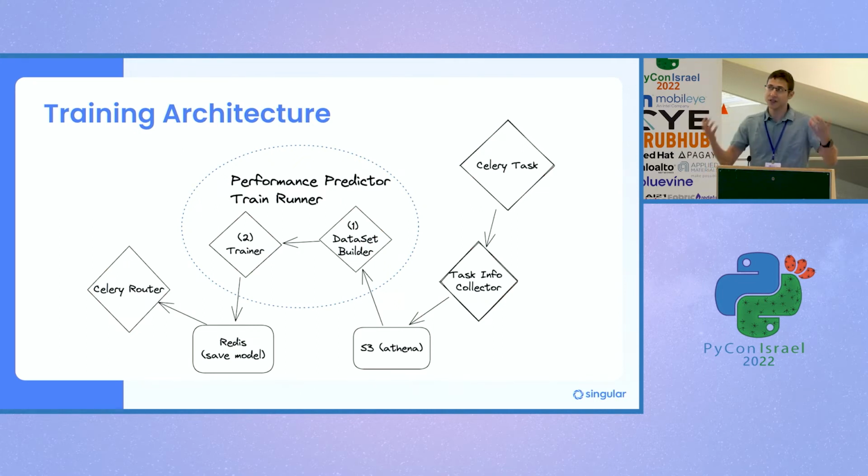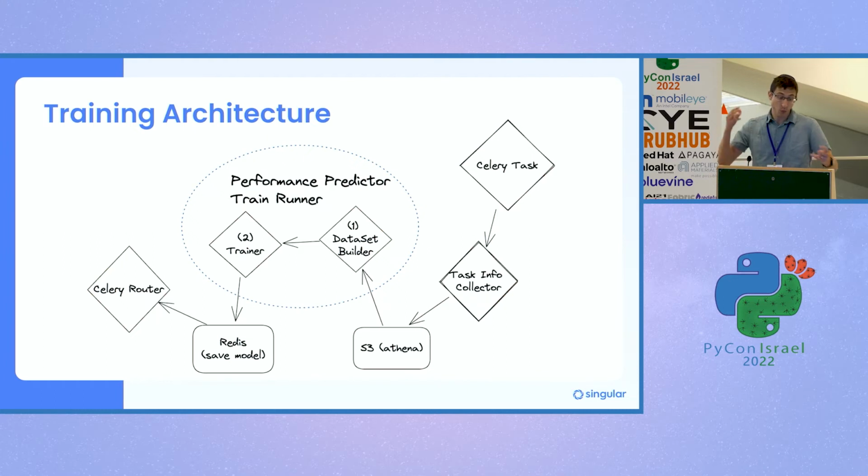It takes the relevant information for performance prediction and puts it in S3, which is AWS's object storage, where we can query it using Amazon Athena, which is AWS's SQL service that allows you to query data over S3. And that's exactly what we do, because then we have the performance predictor train runner, which is a periodic task that we run about once a day, and it does all the heavy work. It takes the data from today or from the past days from S3. It trains it based on the existing model.